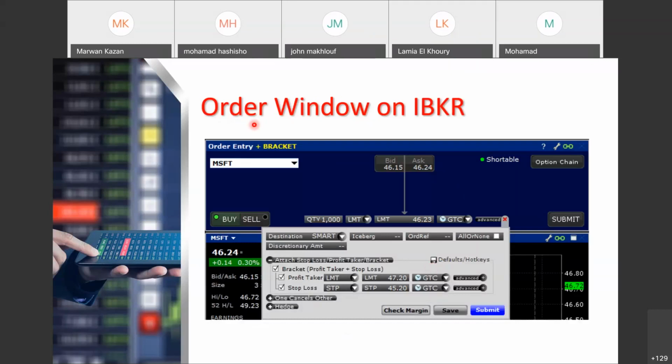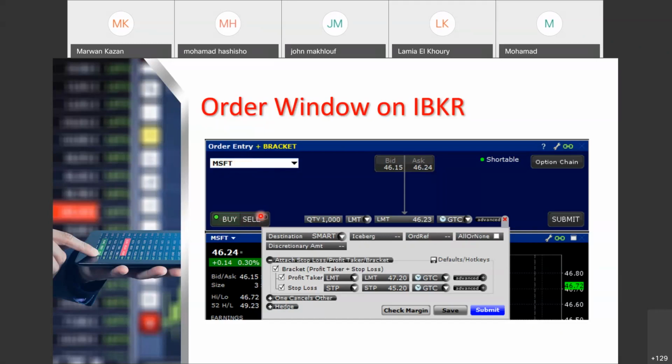Now this is the order window on Interactive Brokers, specifically on their platform, TWS, Trader Workstation. So this is basically the order window. When I want to place an order, I come to this order window over here. As you see, there is MSFT. This is the ticker of Microsoft. In here, you can type any ticker you want, let's say Apple, Tesla, anything. You type the ticker here. Then you specify the side, either to buy or to sell.